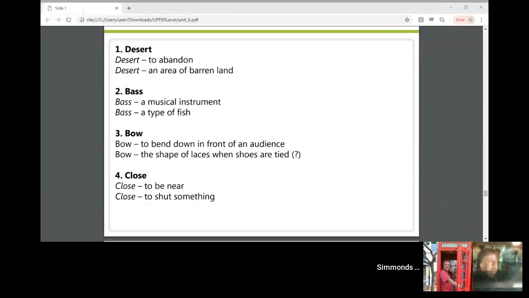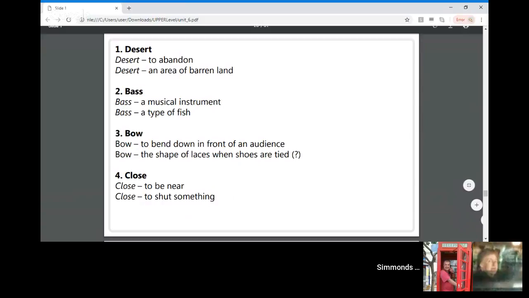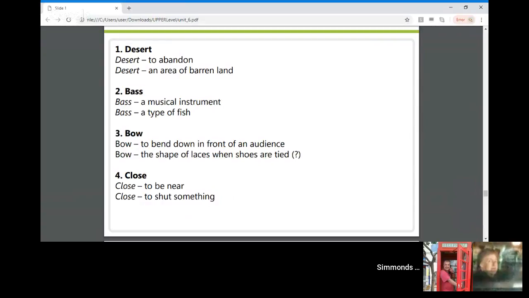This first one is close with an S. This part, to shut something, is close the door. This sounds like a Z in this case. So S and Z. This is really confusing because you think you have seen this word before, close, close, and you think one is correct, but it's actually not. Oh, how confusing.